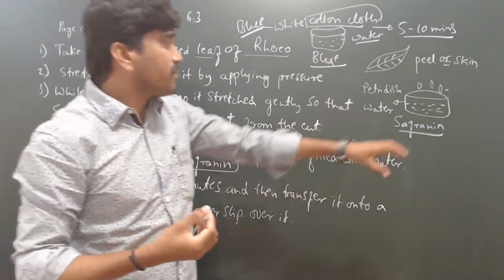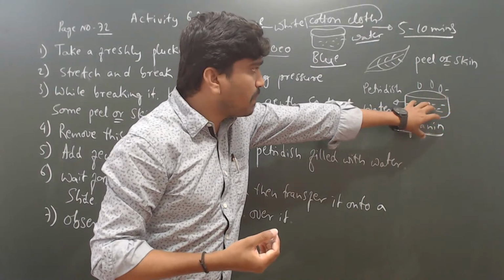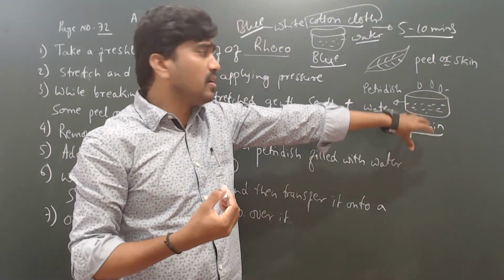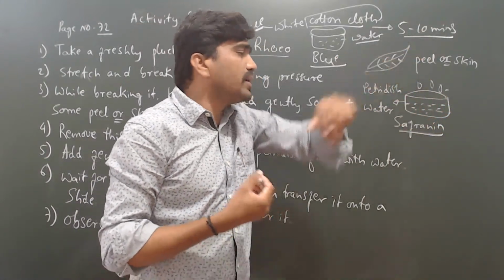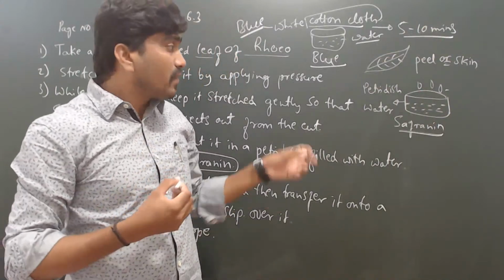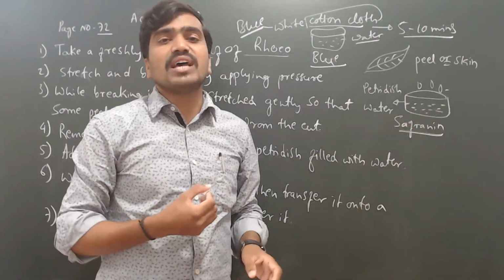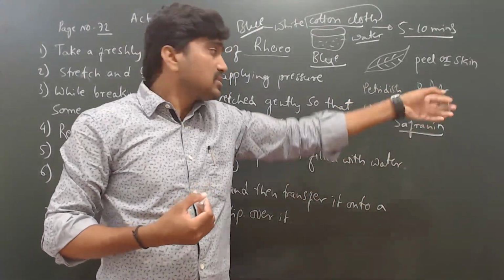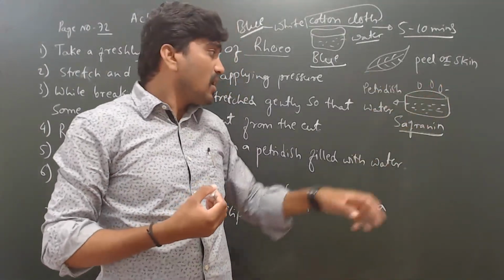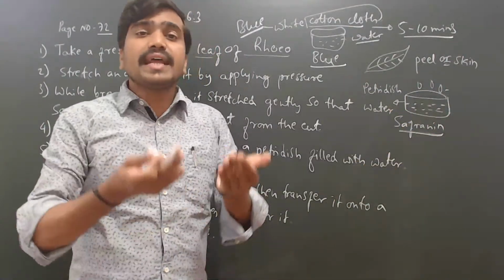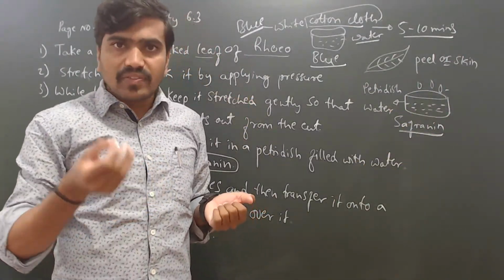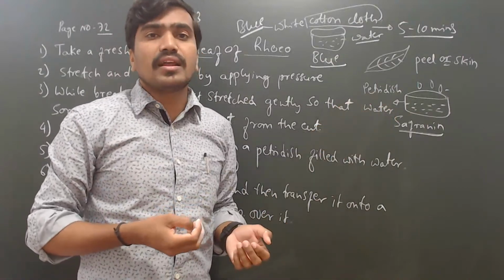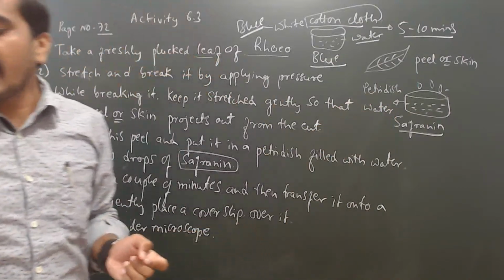In the same way, this petri dish already contains water. In that water we keep the peel or skin. Then we add a few drops of safranin. The peel or skin or leaf present in this petri dish absorbs the color after adding safranin.